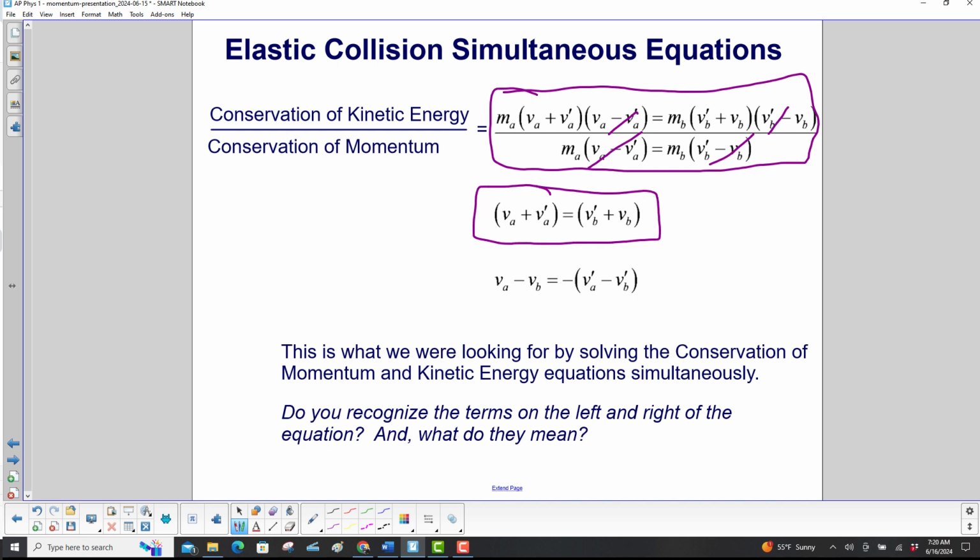One more step. We'll put the initial velocities on the left side again, and the final velocities on the right side. This is what we were looking for by solving these two equations simultaneously. Do you recognize the terms on the left and right of the equation? And what do they mean?